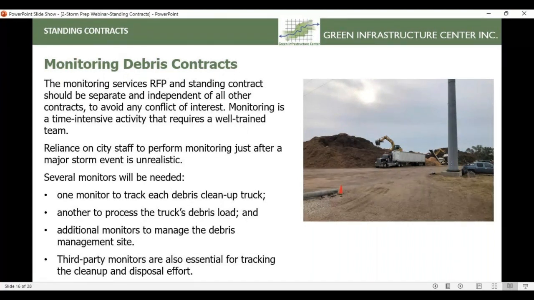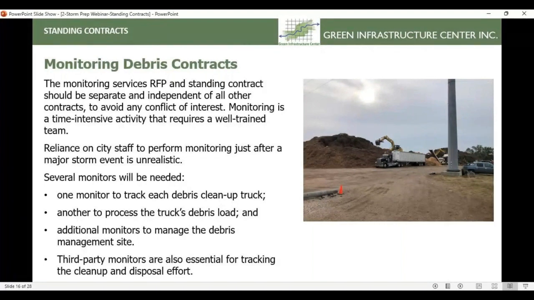City staff are going to be more critical at coordinating resources and providing additional support for the cleanup response, and just don't have the training or the time to really be monitoring the trucks that are coming into the site and the mitigation work that's happening all across the city. Several monitors will be needed. One monitor to track each debris cleanup truck as it comes into the facility, another to process the truck's debris load, and additional monitors to manage the debris management site.